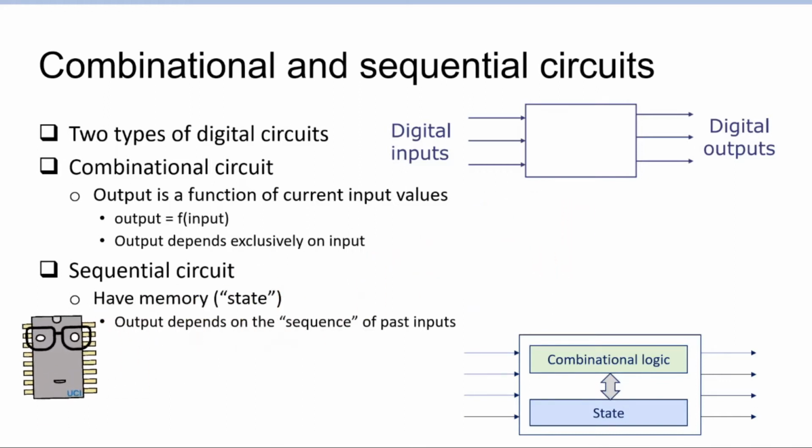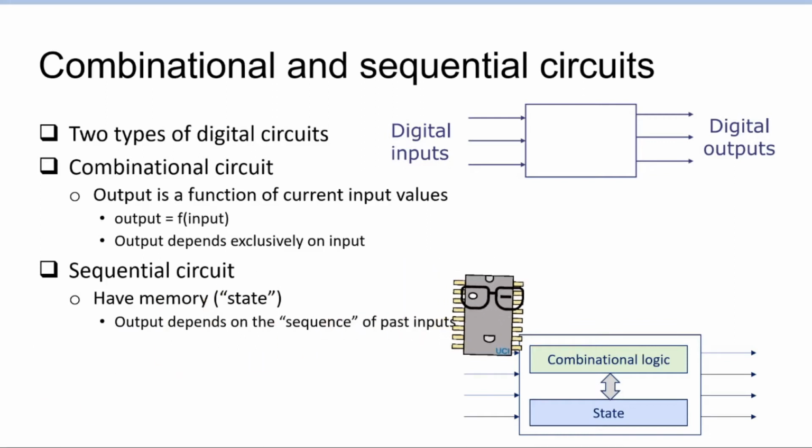The sequential circuits have memory called state. This is pretty much just to set up a common nomenclature we're going to use in the rest of the lecture. So they have memory, which is state. And the output depends on the current input, as well as what is stored in the state of the sequential circuit. And that's where the name sequential circuit comes from, because the output depends on the sequence of past inputs.